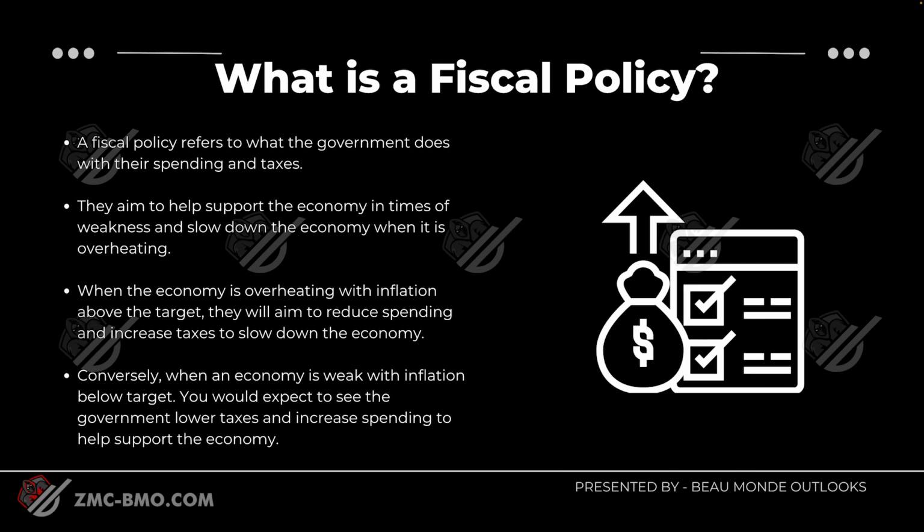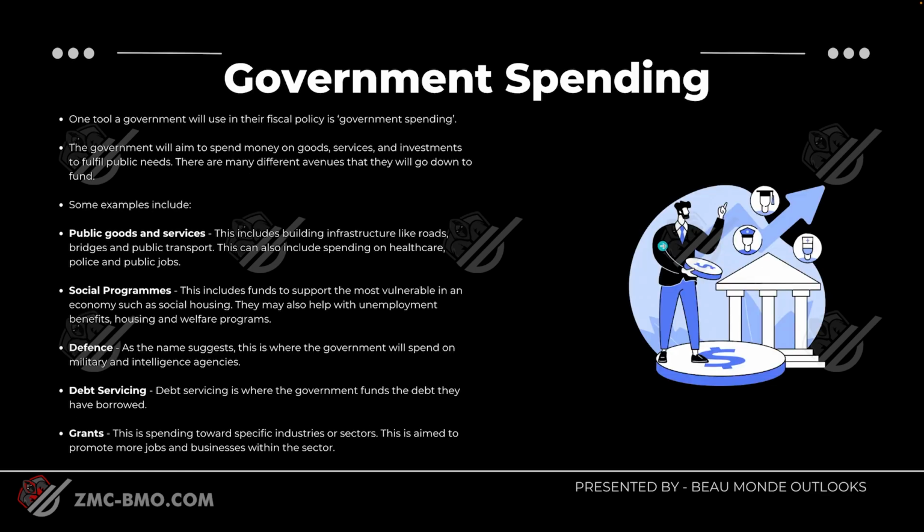And conversely, when an economy is weak with inflation below target, you would expect to see the government lower taxes. Obviously, lower taxes means there's more money in your bank account, therefore more money to spend, and increase spending to help the economy. So let's start off with government spending.